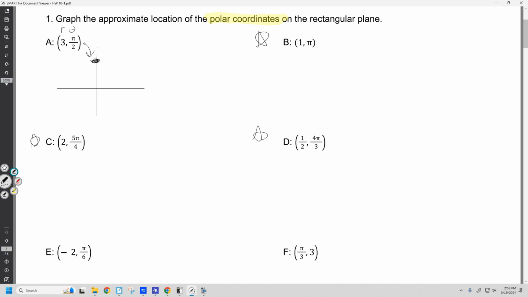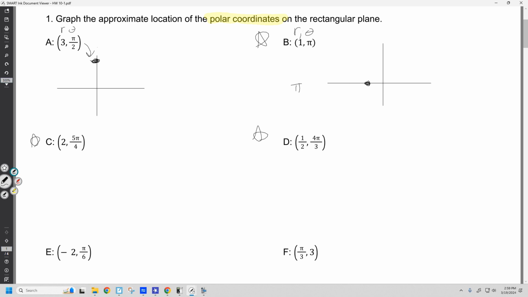Okay, so graph 1, pi. We will go to the r of 1. We go to the theta of pi. Where is 1, pi? This is what I want you to do. I do not want you to transfer it to x's and y's. We'll do that on the next page. We go to the angle of pi. We go 1 away. So it's somewhere over there.